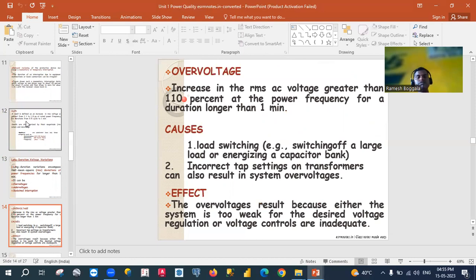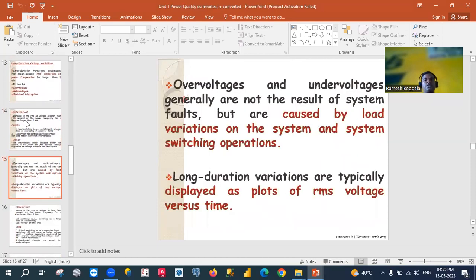The main causes of this over voltage are load switching, for example, switching off a large load or energizing a capacitor bank. Next, incorrect tap settings on the transformer can also result in system over voltage. So what is the effect of this over voltage? The over voltages result because either the system is too weak for the desired voltage regulation or voltage controls are inadequate.